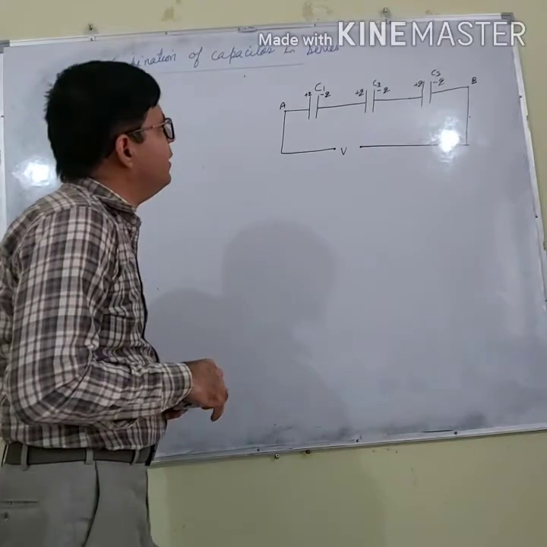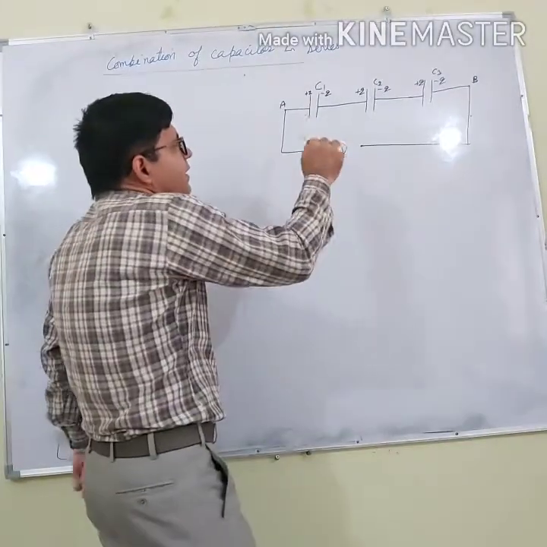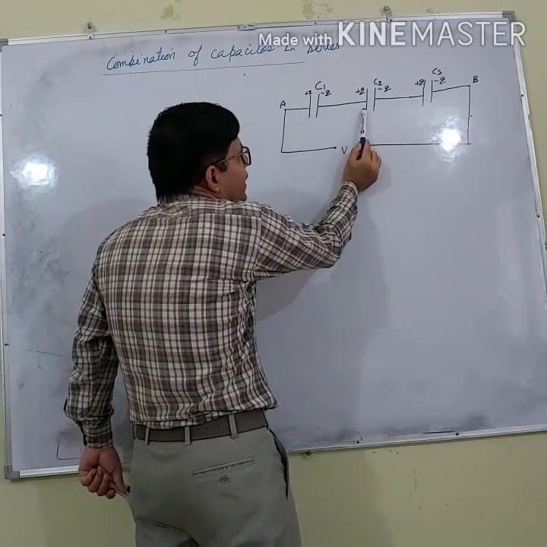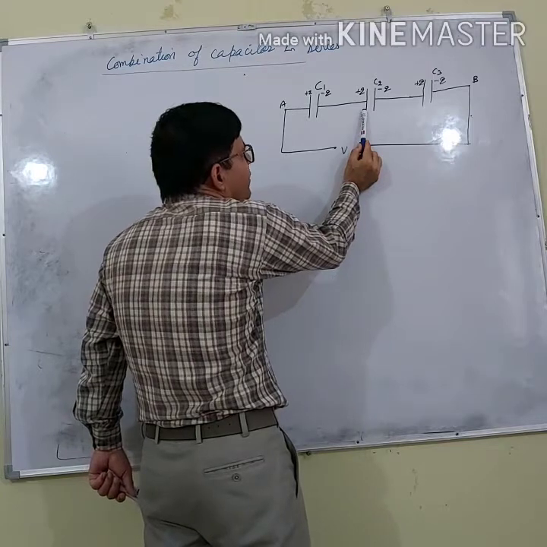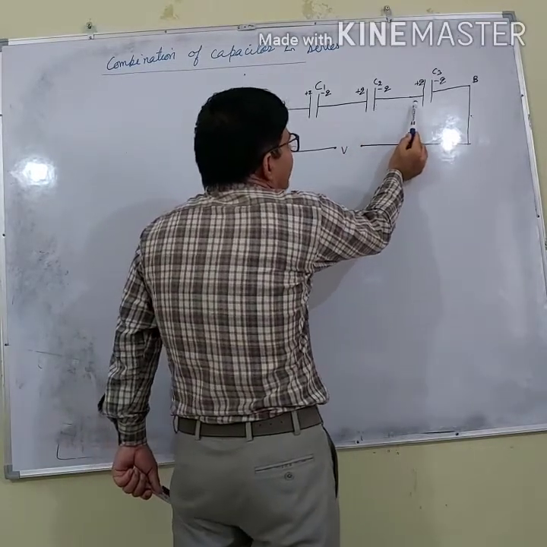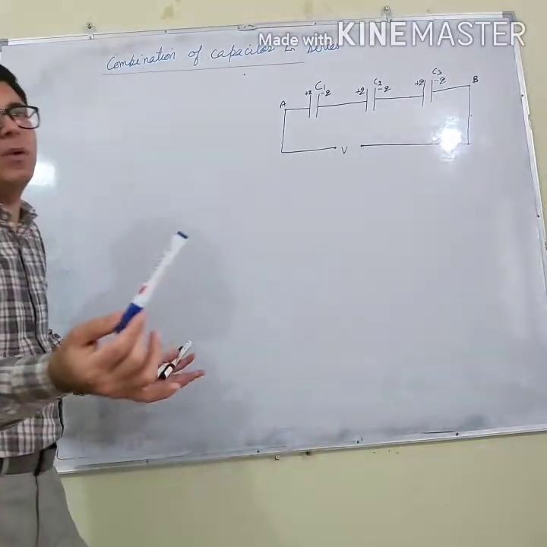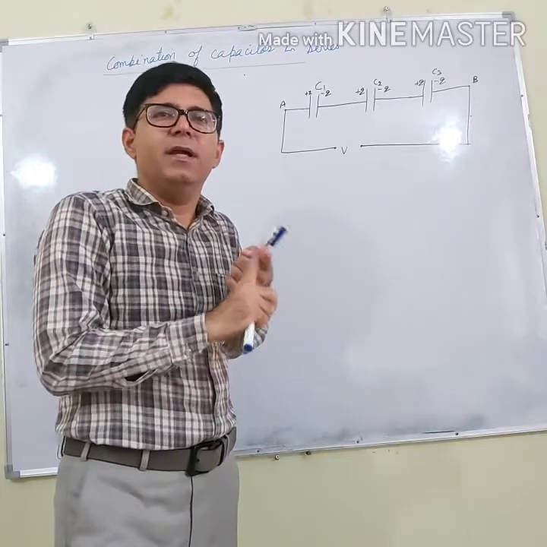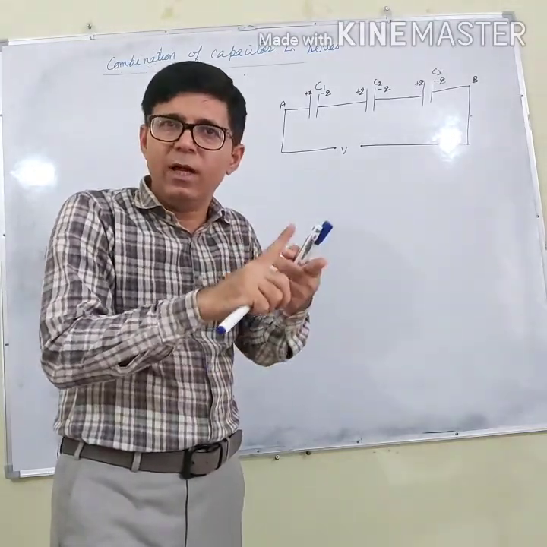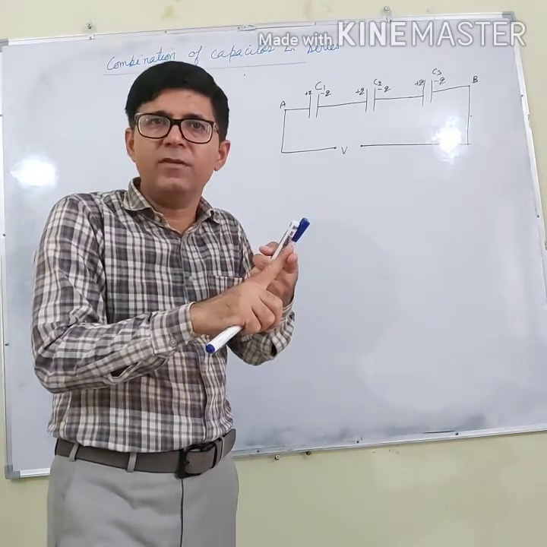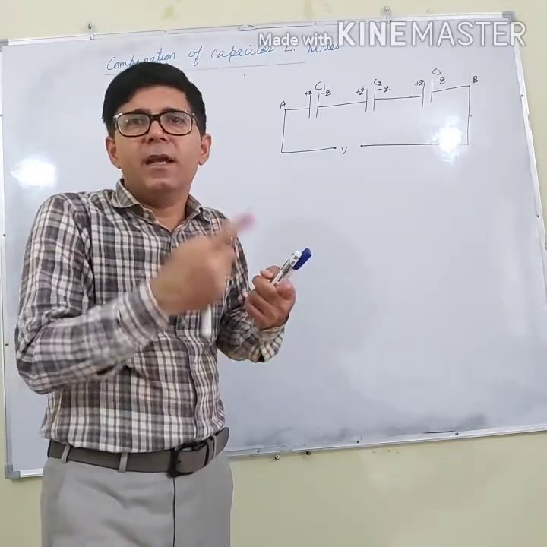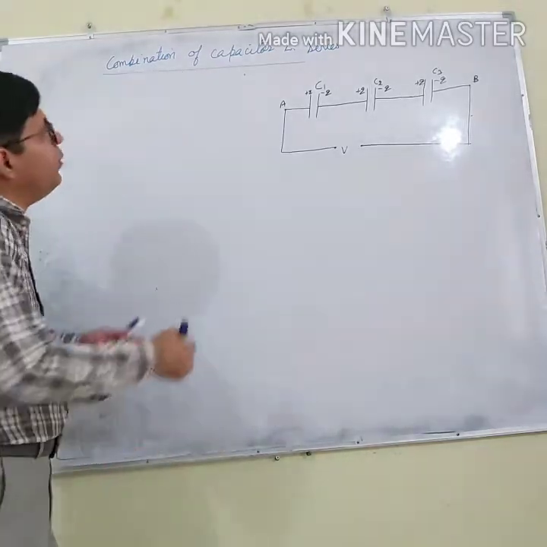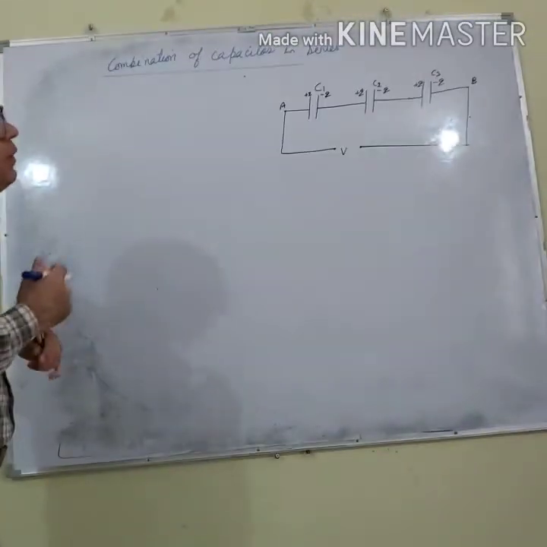Another point you can see is that series combination is a combination in which the negative plate of one capacitor is connected to the positive plate of another capacitor, and again the negative plate is connected to the positive plate, and so on. So series combination is the combination in which the negative plate of a capacitor is connected to the positive plate of the second capacitor, and the negative plate of the second capacitor is connected to the positive plate of the third capacitor, and so on. So that combination is also a series combination.